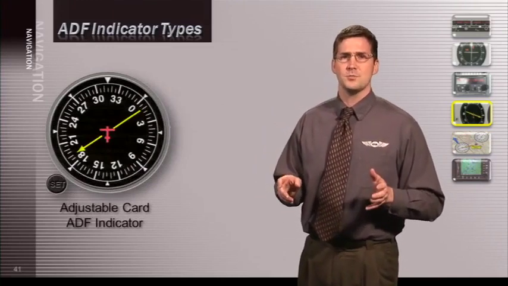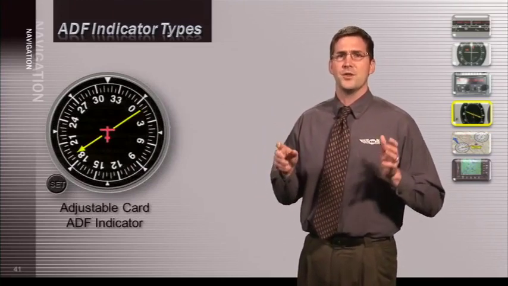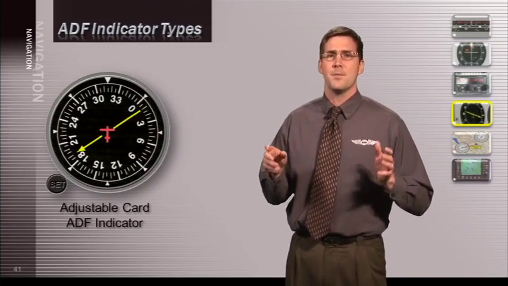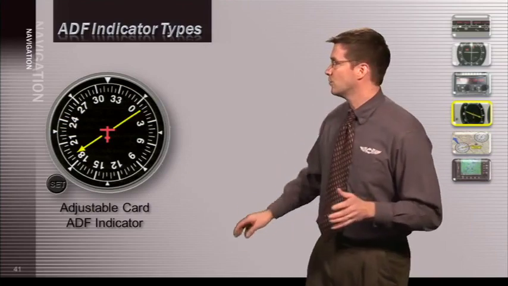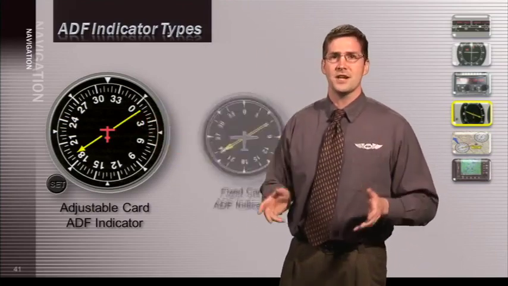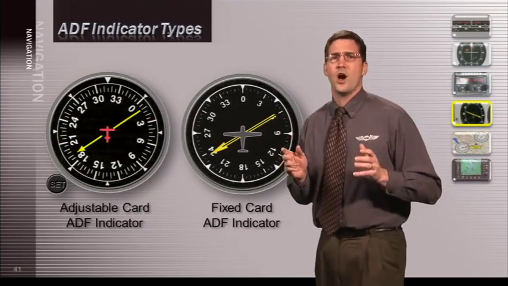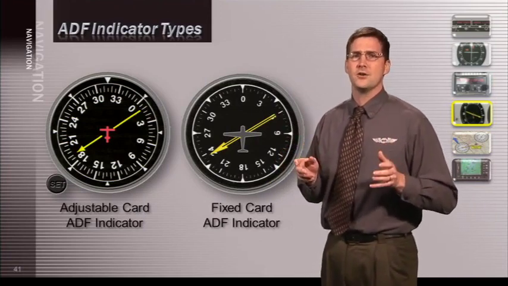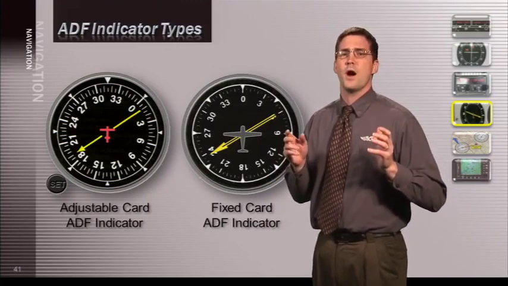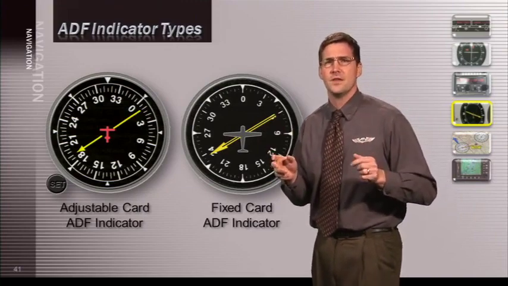There are 3 types of ADF indicators. Some have an adjustable card ADF indicator, and with these the magnetic compass heading can be set on the ADF indicator, and the bearing to the station can be read directly under the needle pointer. Others have what's called a fixed card, where north is always at the top and 180 degrees is always down at the bottom. With these, the bearing to the station requires some computation.